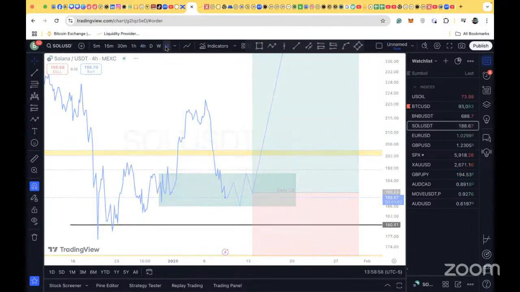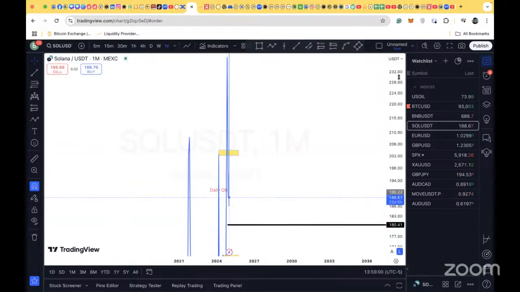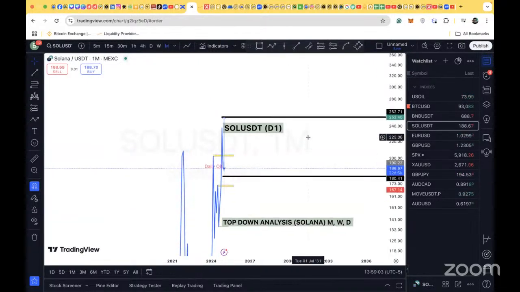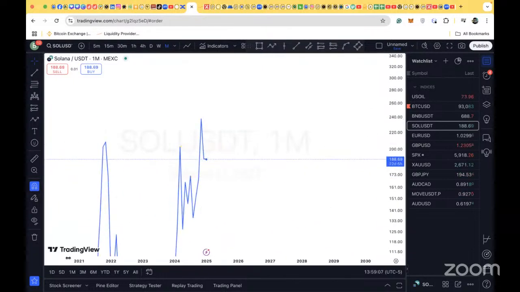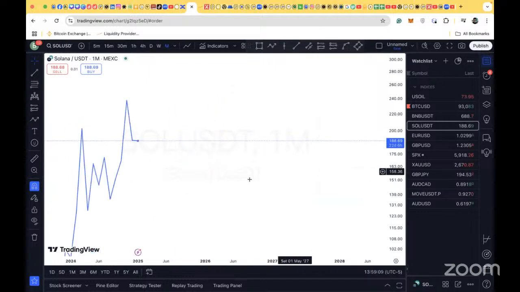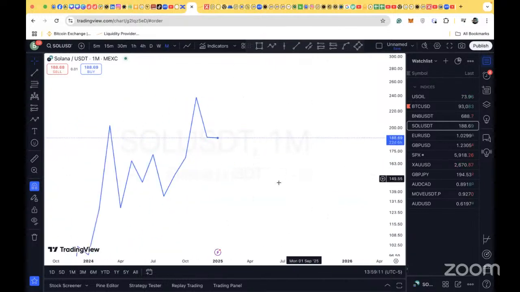First thing you do, you come to the monthly time frame to see what the price is doing on the monthly time frame. Scatter everything. Start from the drawing. That's what you do when you come to the monthly time frame.